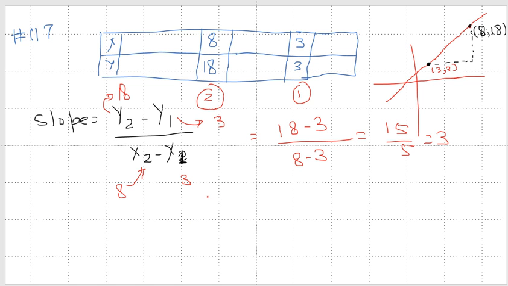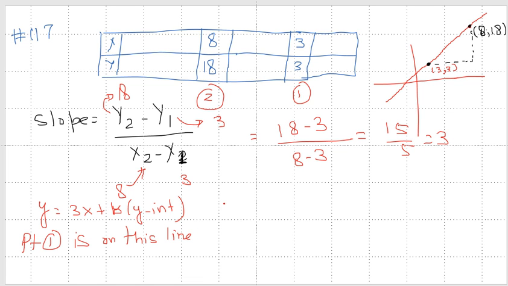So I know that the equation of this line is y equals 3x plus b. b is the y-intercept, correct? Now how do I find b? Well, I know point 1 is on this line. That means point 1, which is 3, 3, has to follow this rule.